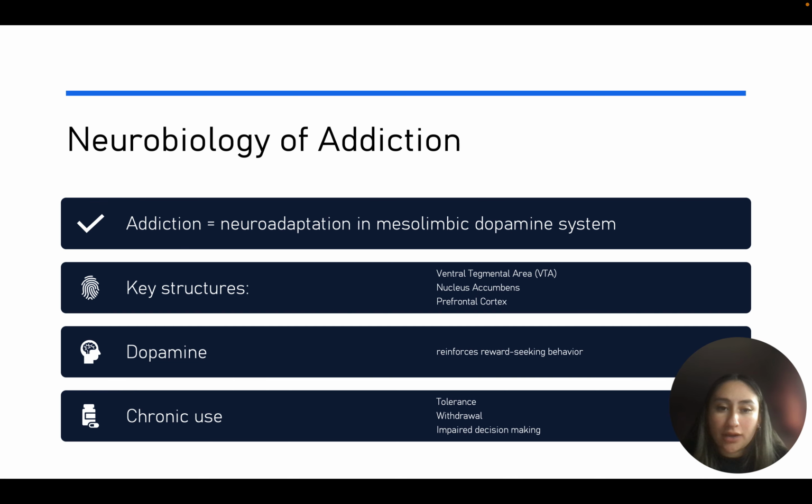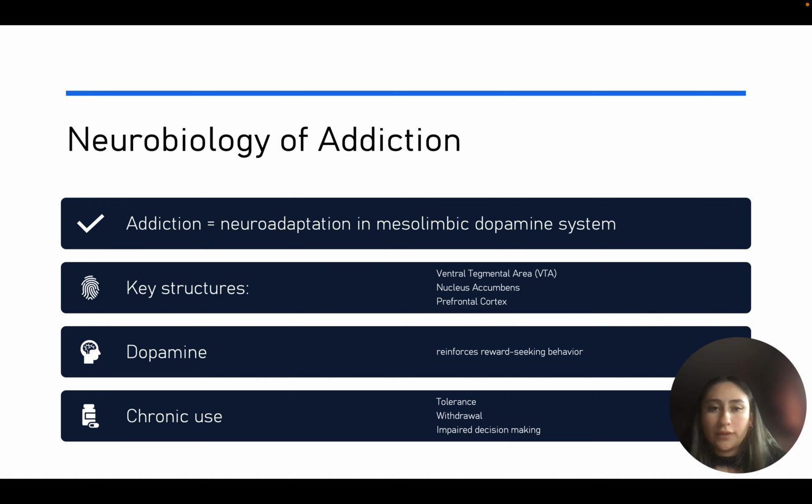This slide is about the neurobiology of addiction. In this slide, what I have is addiction equals neuroadaptation in the mesolimbic dopamine system. The key structures are the ventral tegmental area, the nucleus accumbens, and the prefrontal cortex. And dopamine reinforces reward-seeking behavior, chronic use, tolerance, withdrawal, and impaired decision-making.